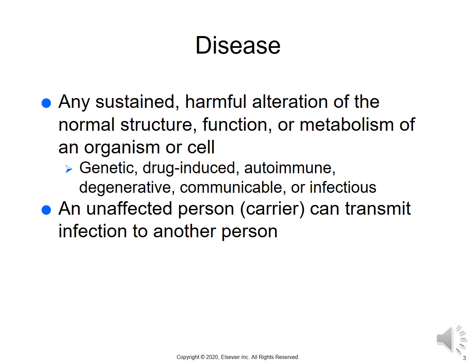So the term disease is defined as a specific illness with a recognizable group of signs and symptoms and a clear cause. We recognize many types of diseases: hereditary, genetic, autoimmune, degenerative, communicable. Sometimes a specific disease may fit two or more categories. Any disease caused by the growth of pathogenic or disease-causing microorganisms in the body falls under the category of infectious disease. Now, an unaffected person could be a carrier and transmit a disease to another person.